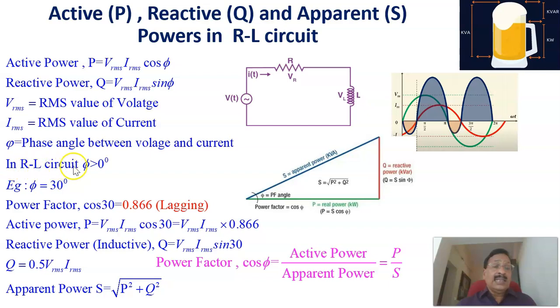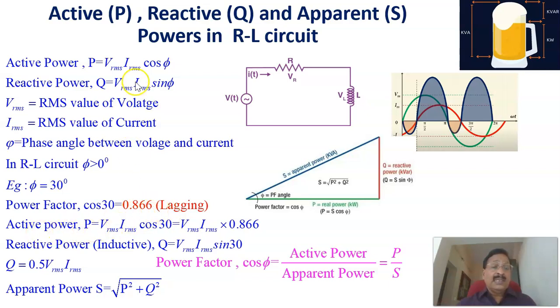And in an RL circuit, phi is more than 0, of course. Assume that phi equal to 30 degrees, the power factor equal to cos 30, which is equal to 0.866. In the case of an inductive circuit, we call it lagging. So with reference to voltage, current is lagging. That is why it is 0.866 lagging. Current is lagging, and the power factor equals 0.866.